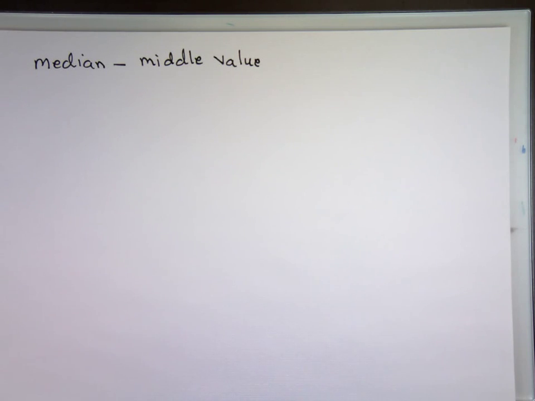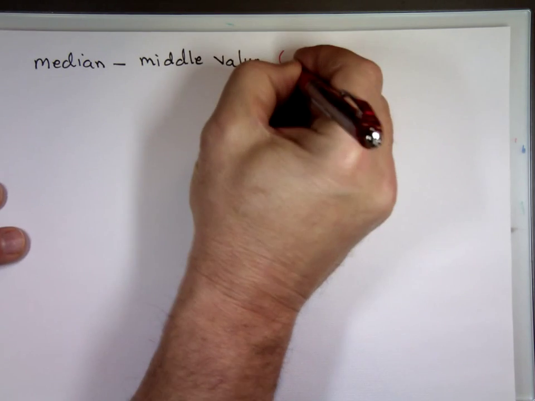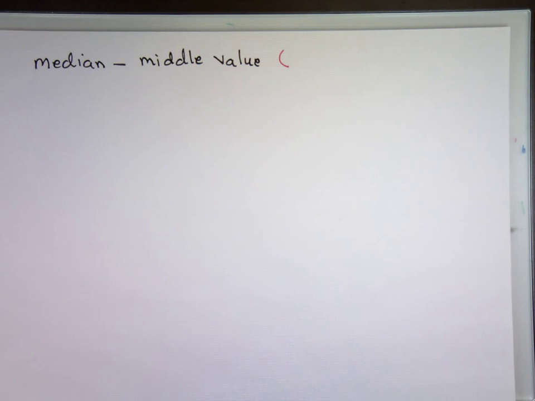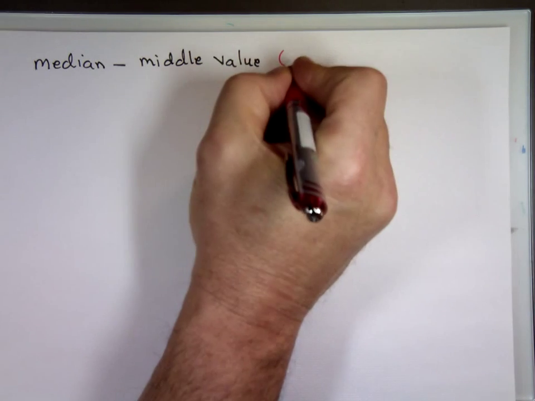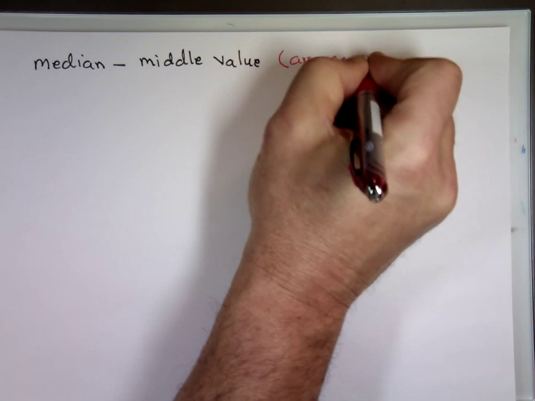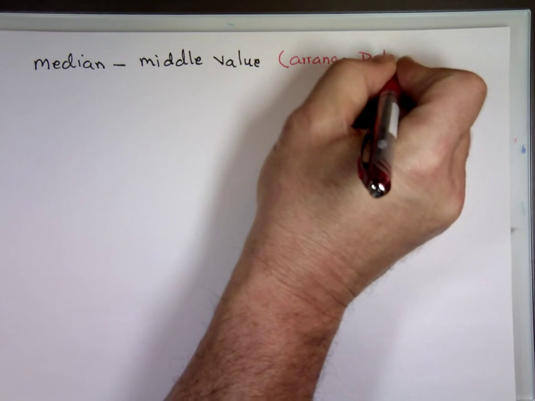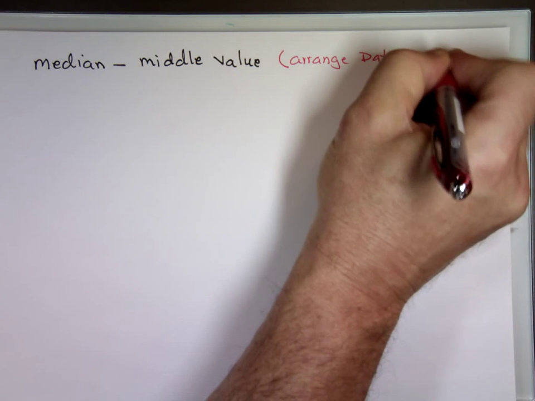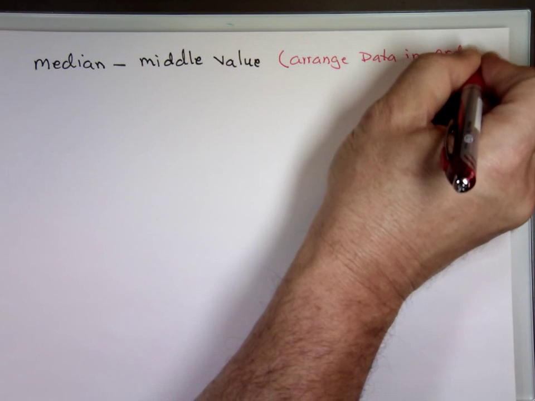But before I say the value in the middle, you need to do one more thing before you look at the middle value. You need to take your data and what? Organize it. Arrange in order. Arrange data in order. I don't care if you go from small to large or large to small, but you have to put them in order.